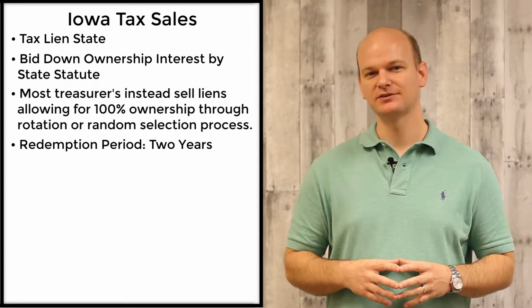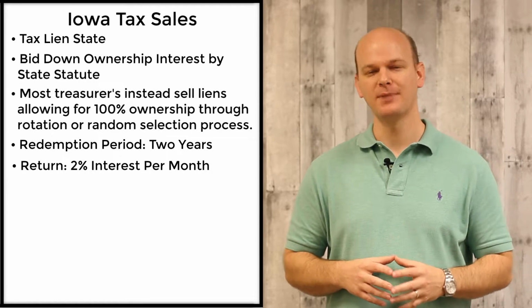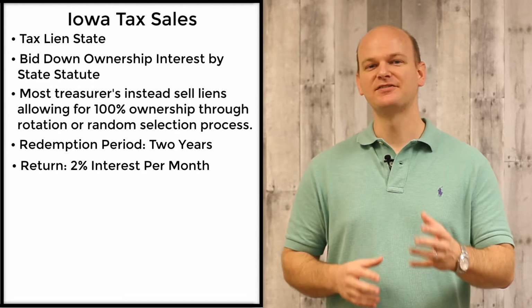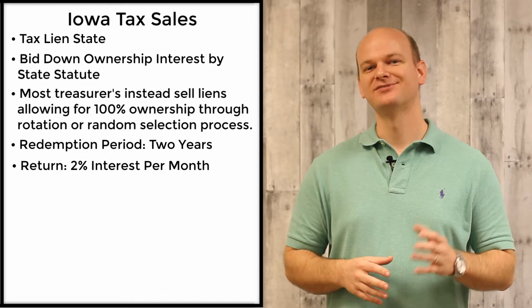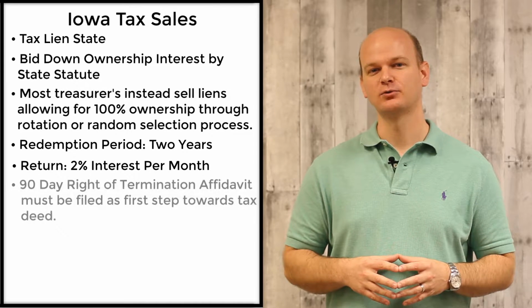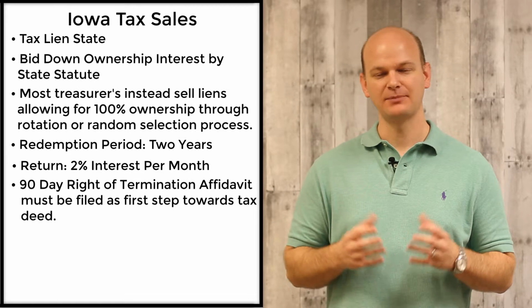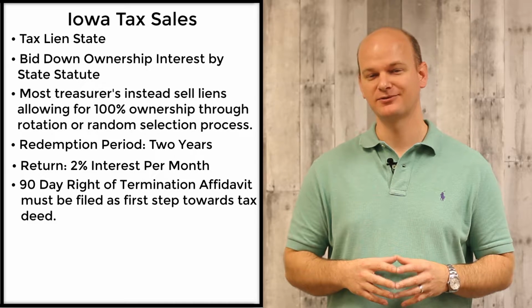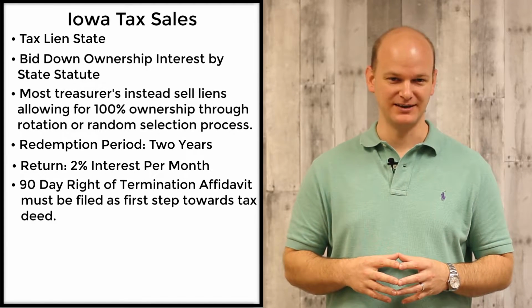If the lien is redeemed during this time, the investor will earn interest in the amount of 2% per month on their investment. 24% per year, of course. If the property does not get redeemed, after 1 year and 9 months, the investor can begin to terminate the rights of redemption. The first step to this is filing a 90-day right of redemption affidavit, followed by applying for your tax deed. Now, the redemption rights can't be terminated for a piece of property until 90 days have elapsed since this affidavit has been filed.